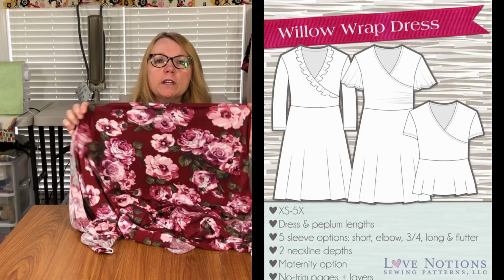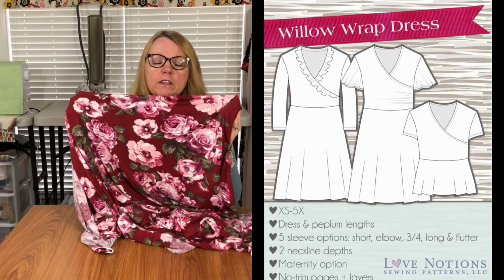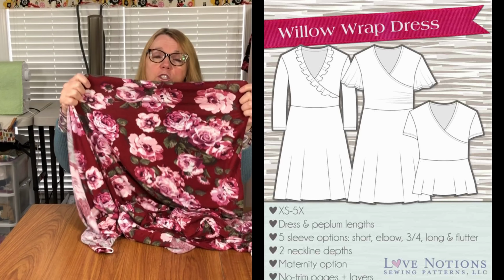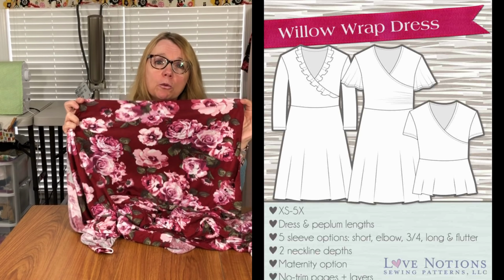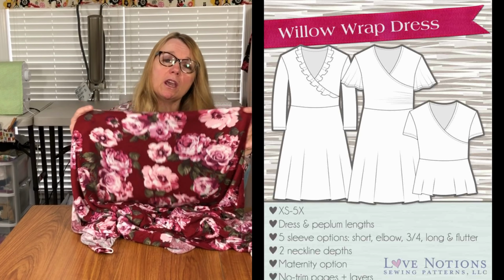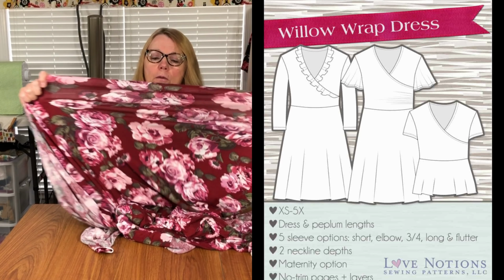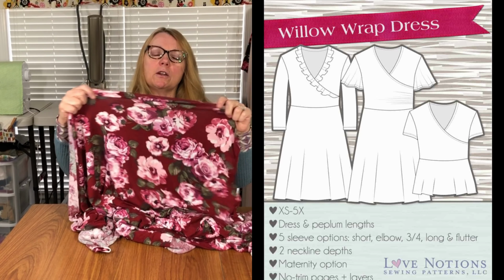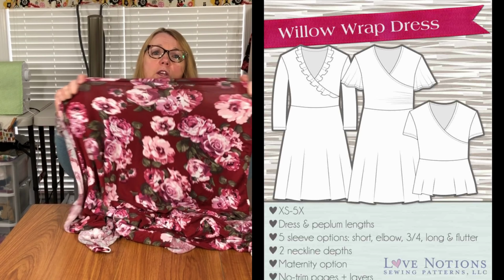Here's a beautiful choice of fabric for the Willow Wrap. This is a jersey with rayon spandex in it. And what's great about that is it's a little bit lighter weight, so this is great with the flutter sleeve option for the spring, for the summer. But you can see that it comes back. You see how it comes back? That means that it will hold that bodice shape really well.